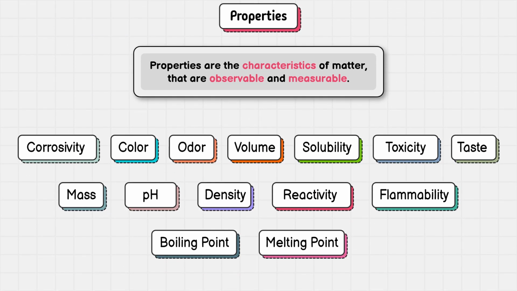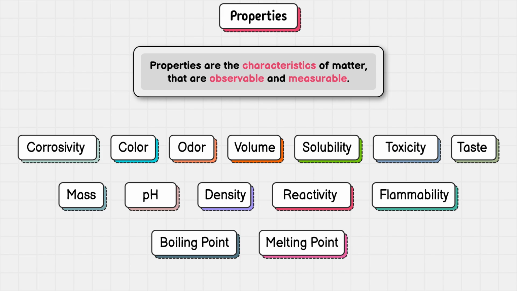So, the properties of any matter are its characteristics, which are observable and measurable, and they define that matter in every single way possible. For example, mass describes how much matter we have, volume describes how much space this matter occupies, flammability tells us whether this matter can catch fire or not, and pH of a substance describes how acidic, basic, or neutral that substance is. And together, all of these properties define a matter and make it distinguishable from other matters.